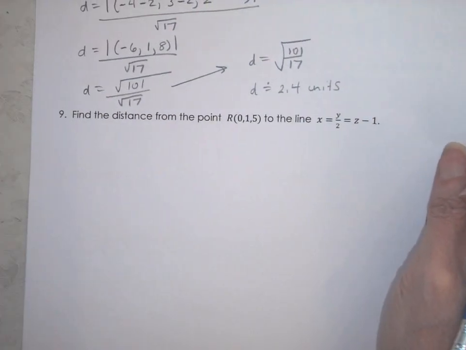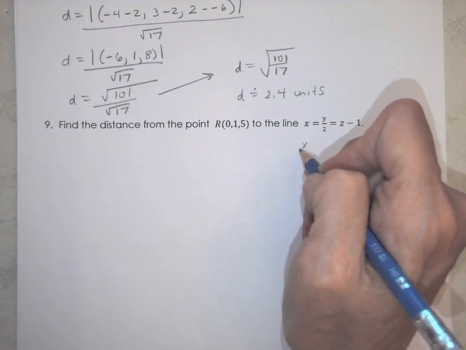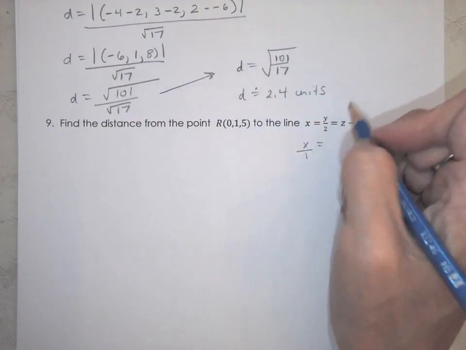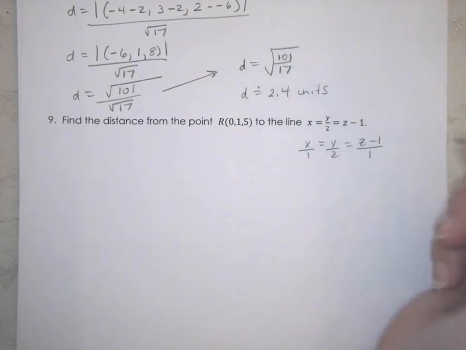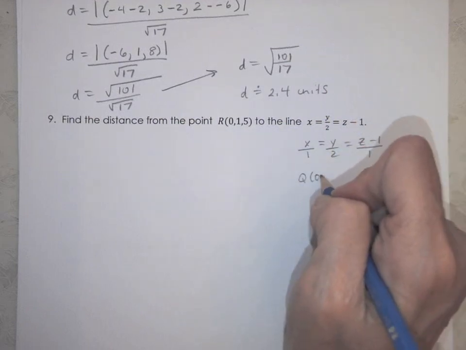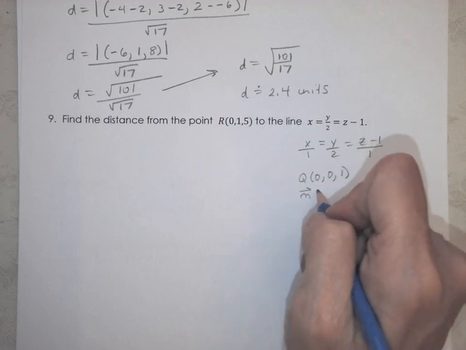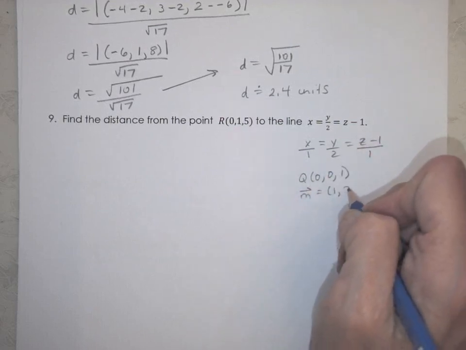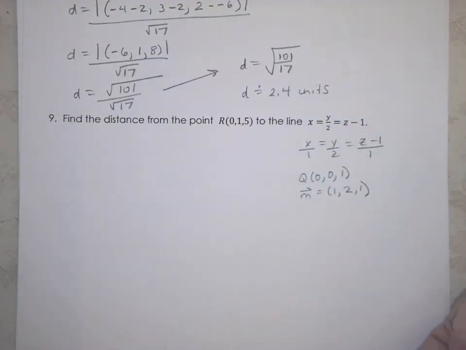Okay, number 9, find the distance from that point R to this line. Okay, so first of all, we're going to examine this line so we can tell its point and direction vector. So we know a point on the line Q is going to be (0, 0, 1). And we know the direction of the line is (1, 2, 1). And this is our point R.